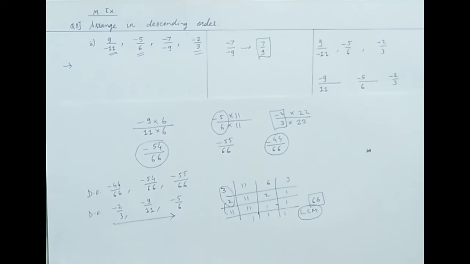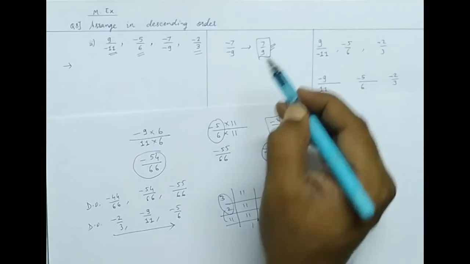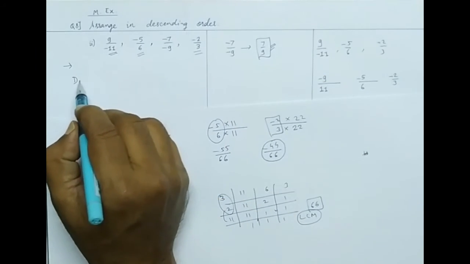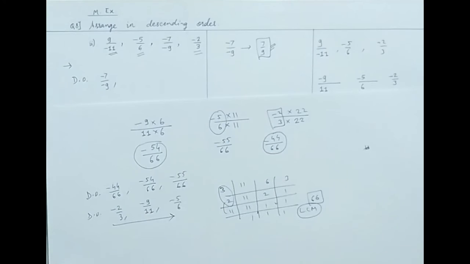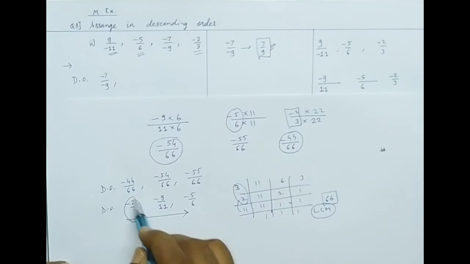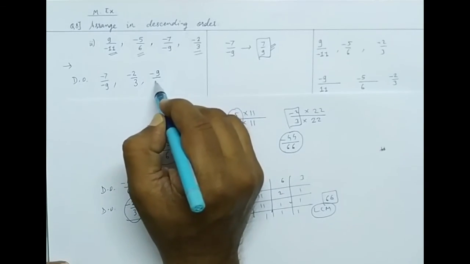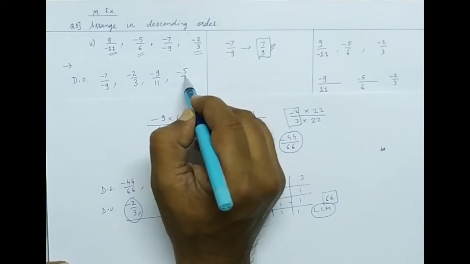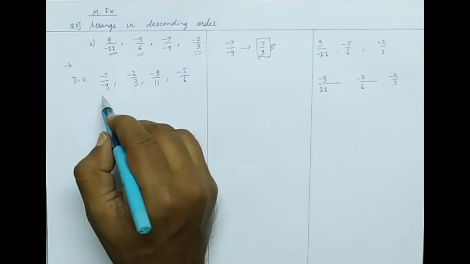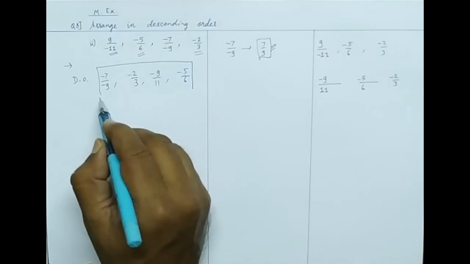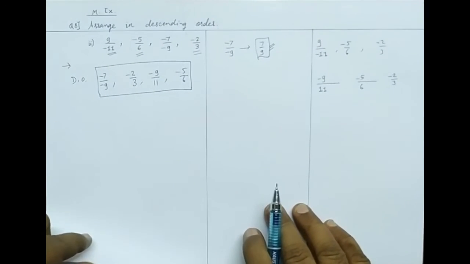And we already saw minus 7 upon minus 9 is actually a positive number. So that is the greatest of all four numbers. So the first number that comes is minus 7 upon minus 9. Then after that minus 2 upon 3. Then after that minus 9 upon 11. Then after that minus 5 upon 6. Just for reference, you have to see this procedure, but try to solve all these sums yourself. We'll go to the next question.